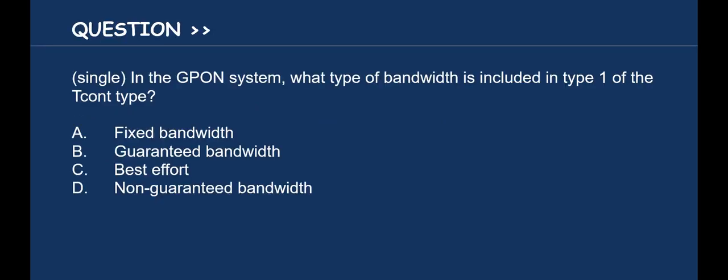Our next question is, in the GPON system, what type of bandwidth is included in type 1 of the T-CONT type? The options are option A, fixed bandwidth, option B, guaranteed bandwidth, option C, best effort, option D, non-guaranteed bandwidth. The correct answer is option A.